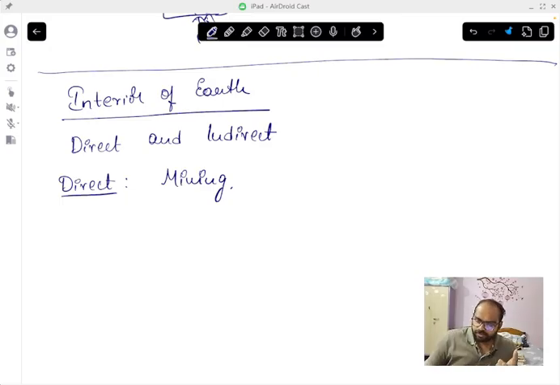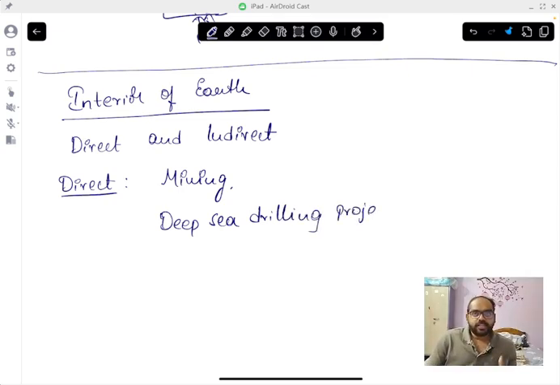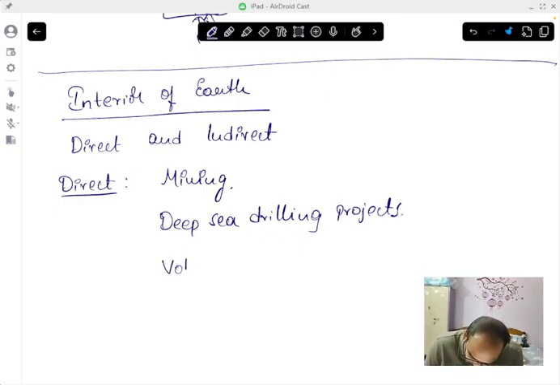It is one direct evidence. Another direct evidence would be deep sea drilling projects. During deep sea drilling projects, the materials obtained also act as a source to know about the interior parts of the earth. Another one is volcanoes.